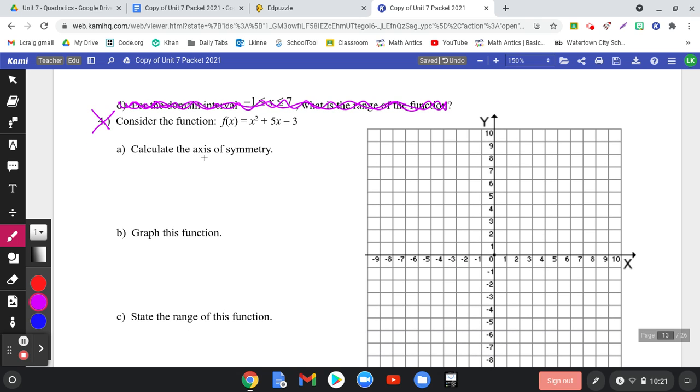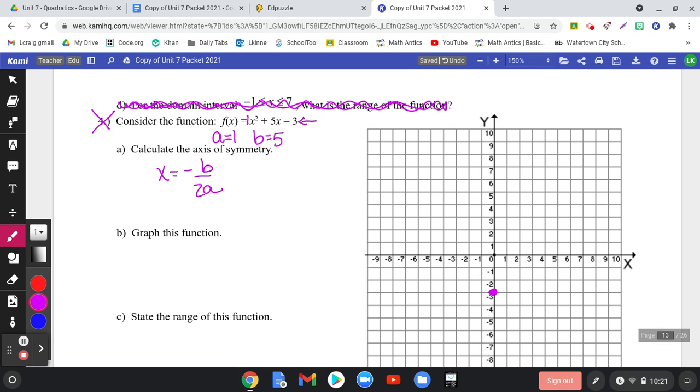Consider this function. Calculate the axis of symmetry. You could use your formula, x equals -b/2a. Actually, you didn't have to do this question, but if you chose to do this question, I'll show you that here. So your a would be the number in front of x squared, which is a 1, and your b is 5. I can see this -3. It's not part of my axis of symmetry, but I know that it's going to be my y-intercept.